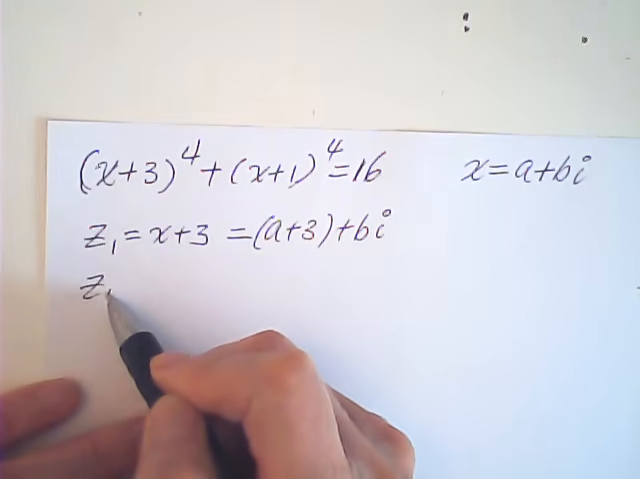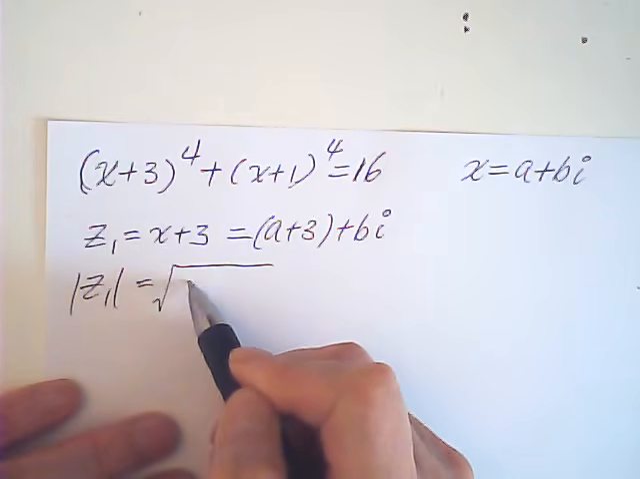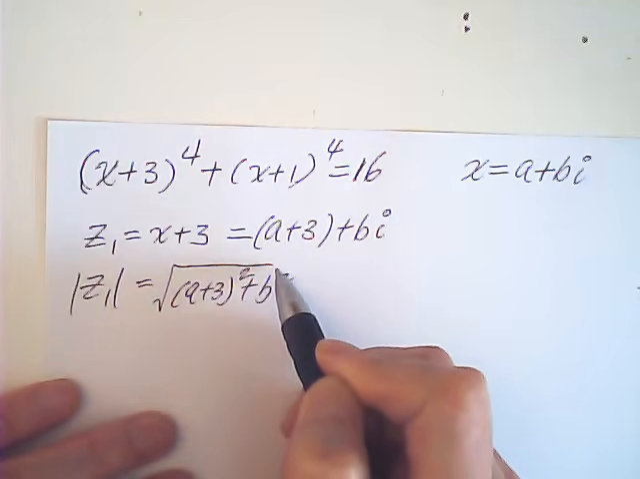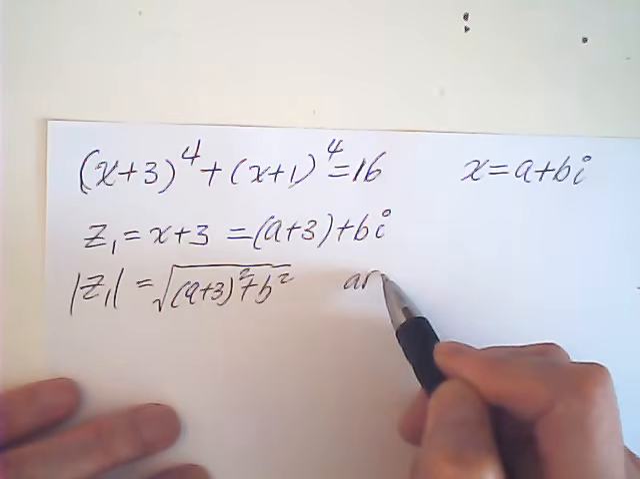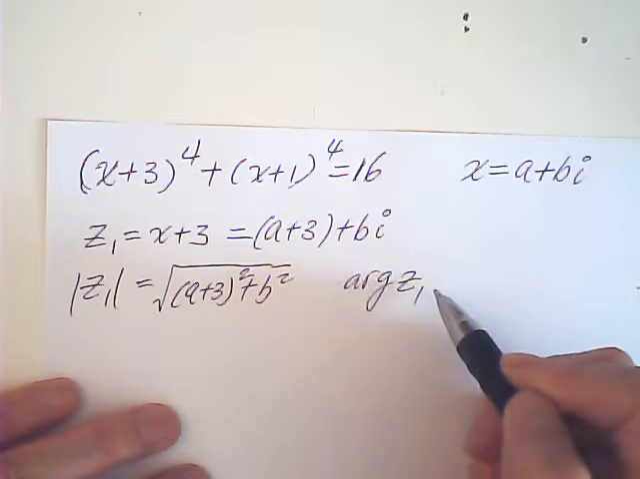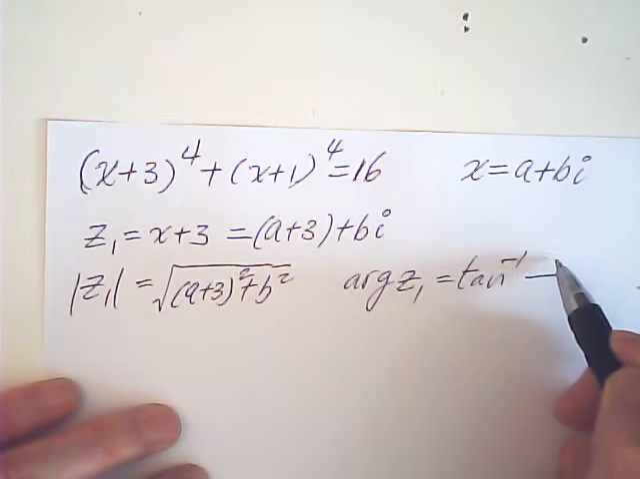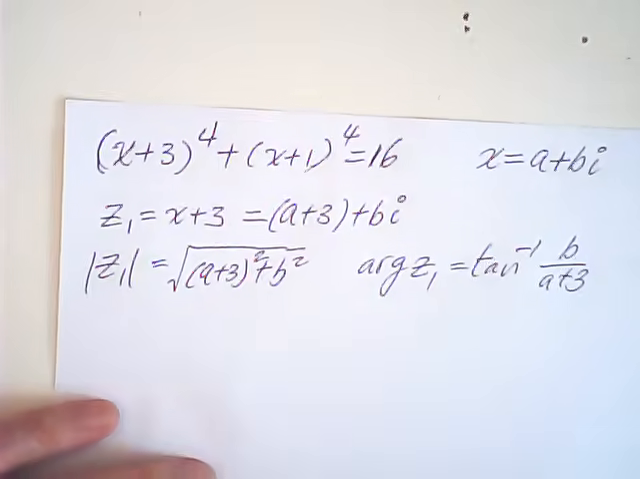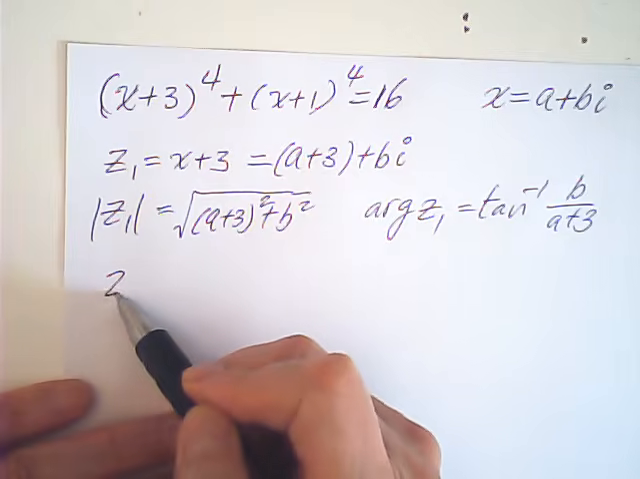z1's modulus is equal to the square root of (a plus 3) squared plus b squared. And the argument of z1 is equal to arctangent b over a plus 3. Yeah, that's correct. And consider this is z2.